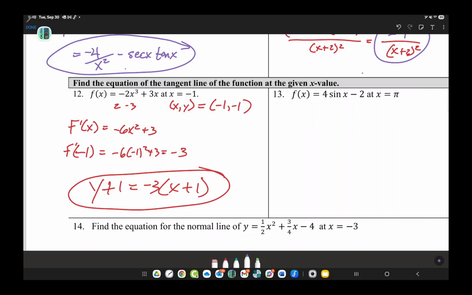Alright, so pi. If I plug in pi, sine of pi is 0, so 0 minus 2 is negative 2. So f prime of x would be 4 cosine x, because the 2 just drops. So f prime of pi would be 4 times negative 1, or just negative 4. So there's my slope. So y minus negative 2 is equal to negative 4 times x minus pi.